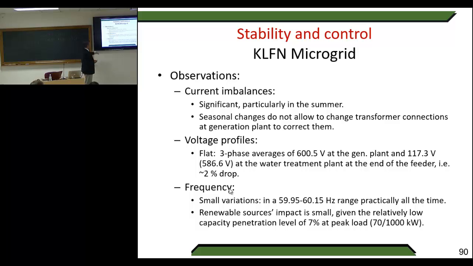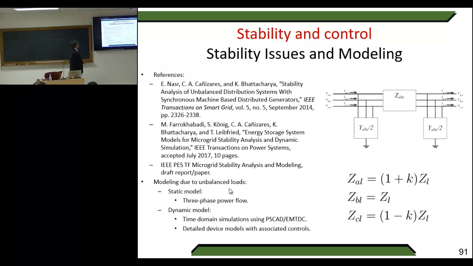The voltage profiles are flat, so you have no big variation. And frequency shows small variations around 59.95, which is impressively good compared with our results in Guatacondo. It's good I didn't show you our frequency deviation. Renewable sources impact is small, given the relatively low capacity penetration, which at the moment is 7% of the peak load. So they never go fully renewable in this microgrid, but it is a very interesting reference case. Stability issues and modeling.